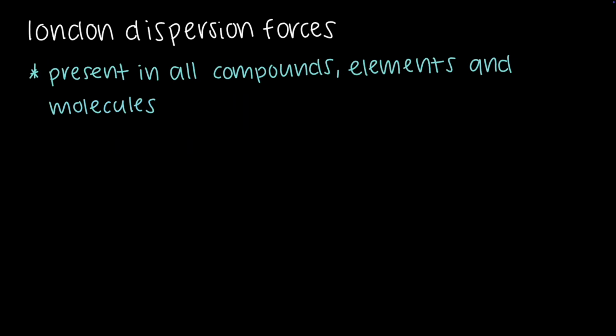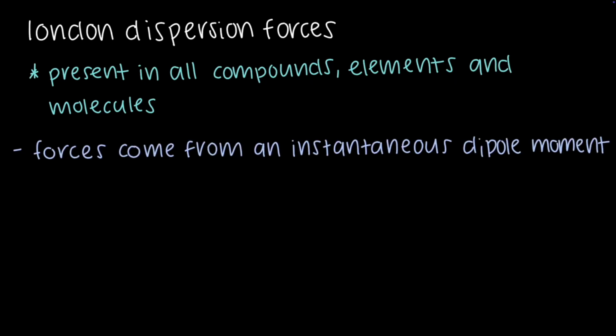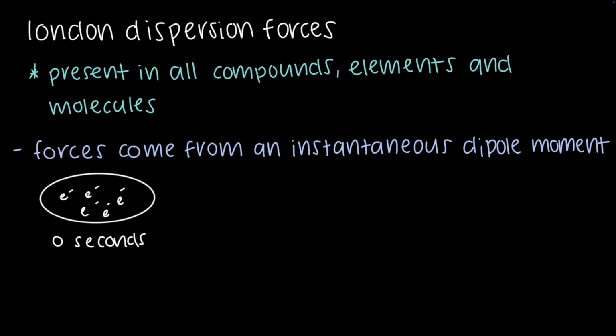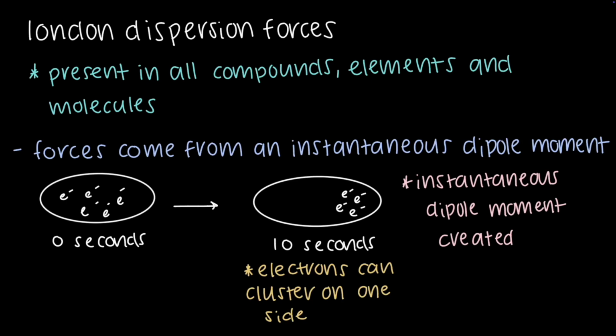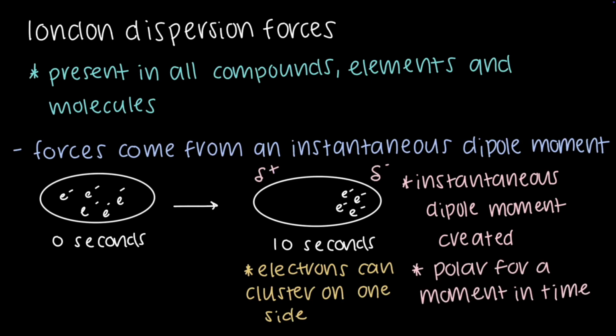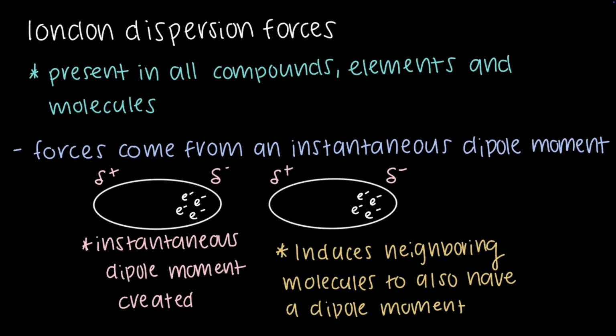London dispersion forces are present in all substances. They come from an instantaneous dipole. This means that at any moment in time, electrons can cluster on one side of a molecule, creating an instantaneous dipole, and this means that for a split second, the molecule is polar. This is constantly occurring, and when these instantaneous dipole moments occur, this induces neighboring molecules to also have a dipole. This is called an induced dipole.